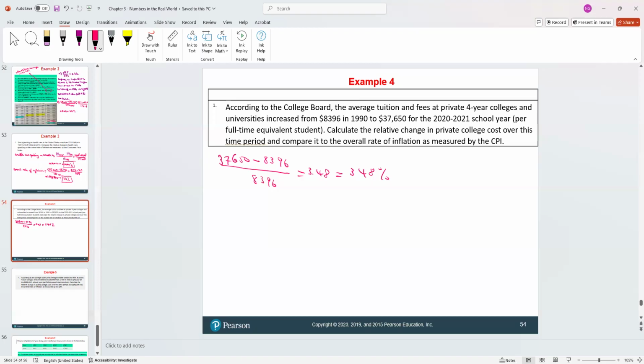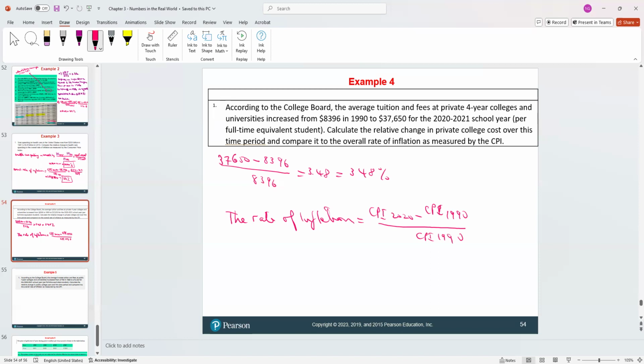But in terms of the consumer price index, the CPI, if we compare for the rate of inflation, now you need to do the relative change of the CPI. So we take the CPI of 2020 and subtract the CPI of 1990 from it, and you divide by the CPI of 1990.